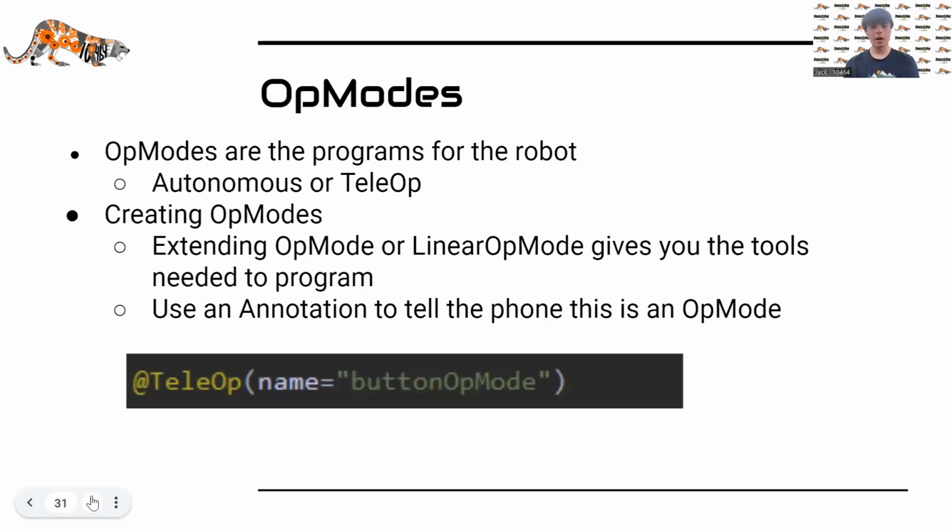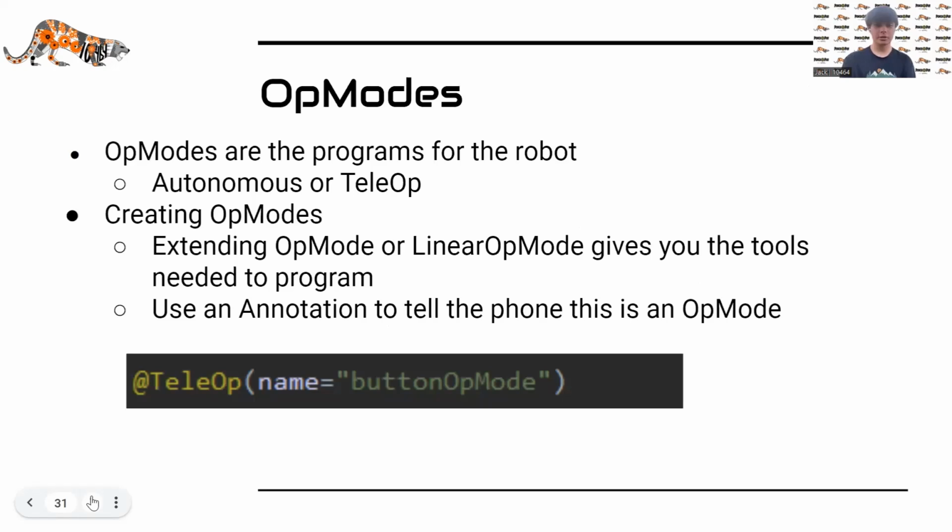And our op modes are the programs for the robot. So we have autonomous and teleop. Teleop is just driver control in FTC. The autonomous is when the robot is running completely by itself. We just hit start and then it runs. And then the teleop is the next phase of the game, where there is a driver or two drivers controlling the robot.